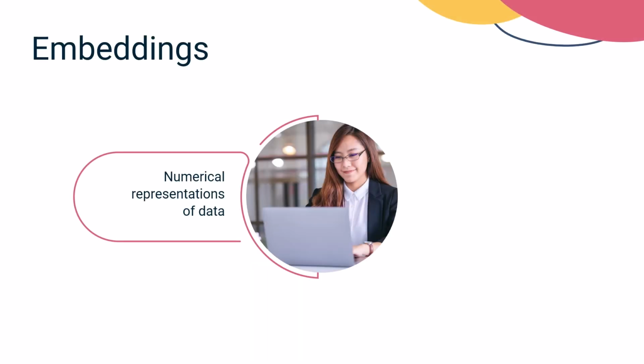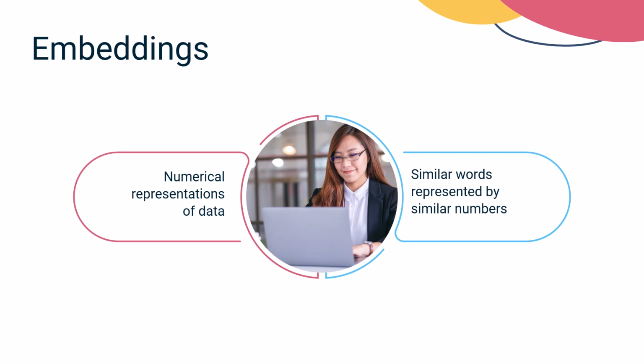Embeddings are numerical representations of text, images, or other data that capture their meaning in a way computers can understand. For example, in an embedding, the words happy and joyful would be represented by similar numbers because they have similar meanings. This allows AI systems to understand relationships between concepts.